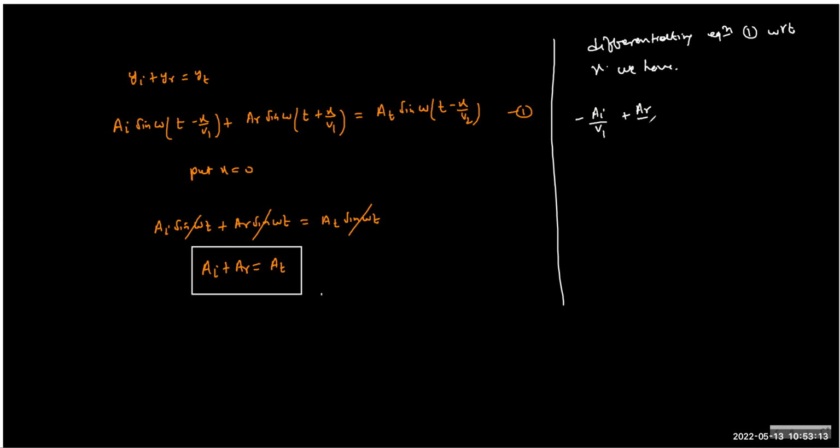Plus ar by v, minus a by v. If this is your answer, then that's correct. Yes, this one. Very good. So you can write it as ai minus ar.